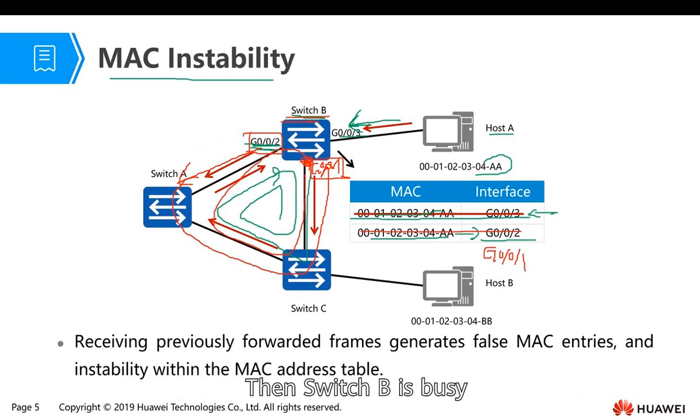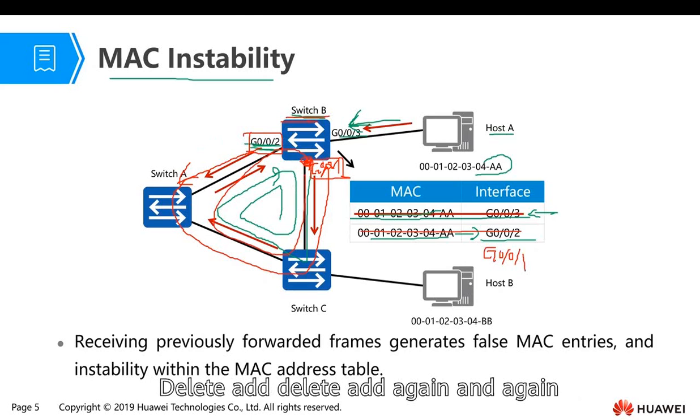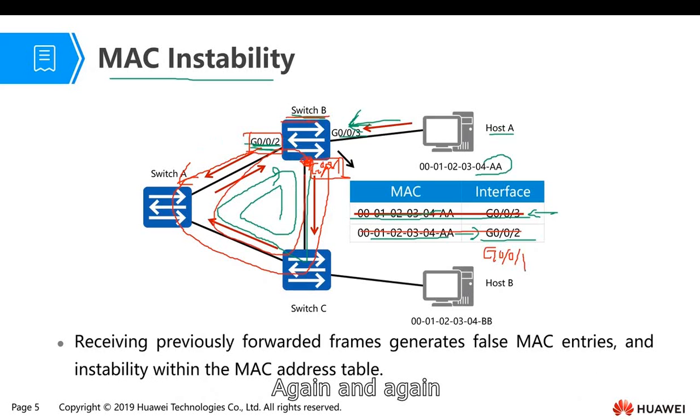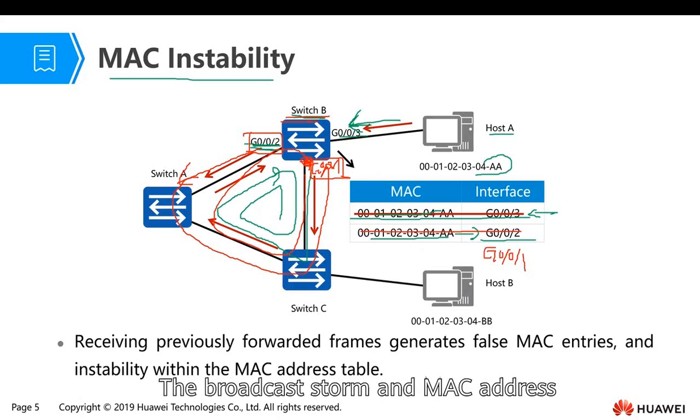Then switch B is busy deleting and adding MAC items in its MAC address table. Delete, add, delete, add. This MAC address is flapping, sometimes from G0/0/1, sometimes from G0/0/2, again and again. This is the MAC address instability. These two, the broadcast storm and the MAC address flapping, are the biggest problems that may be caused by a switch network loop.